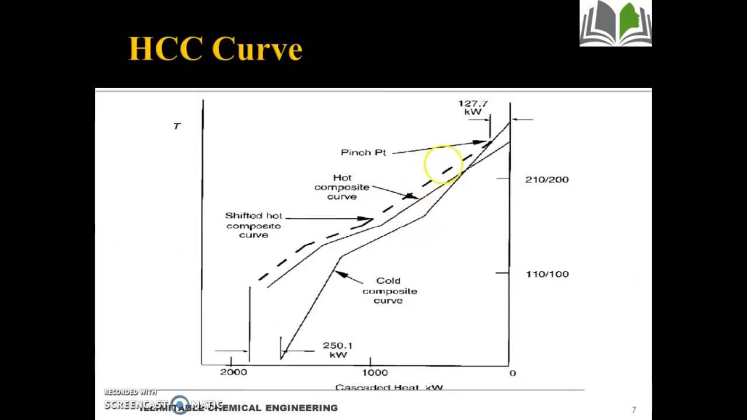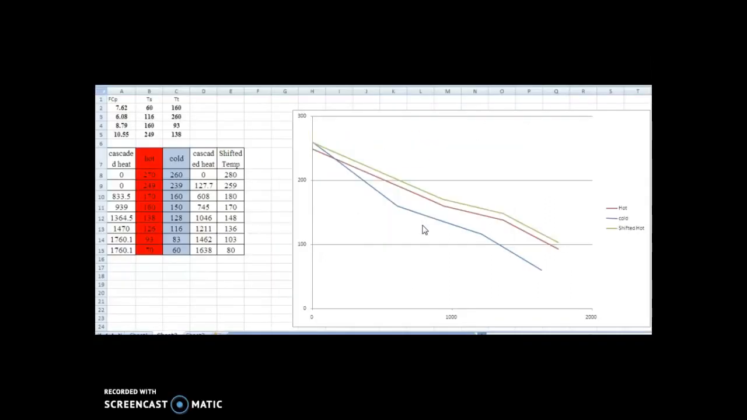From this table you will compute this graph. How to draw this graph we'll see in Excel, right? So from the table of this example we will only use the hot temperature column, the cold temperature column, the cascaded heat flow for the cold side and the cascaded heat flow for the hot side, right? So we have taken these 4 columns for drawing this graph.